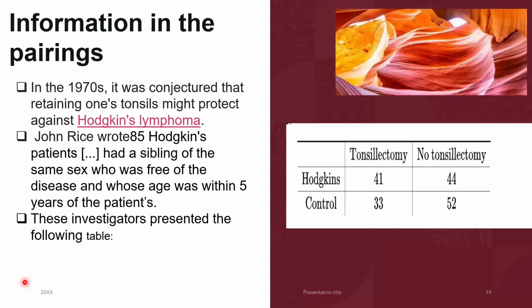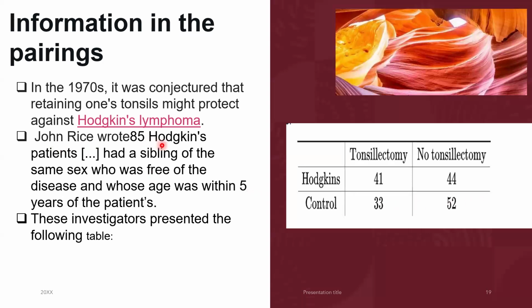So, the slide information about the pairing, as we have discussed earlier: in the 1970s, it was conjectured that retaining one's tonsils might protect against Hodgkin's lymphoma. So this was the 2x2 contingency table formed: tonsillectomy, no tonsillectomy, Hodgkin's present or Hodgkin's absent, control 33 and 52.